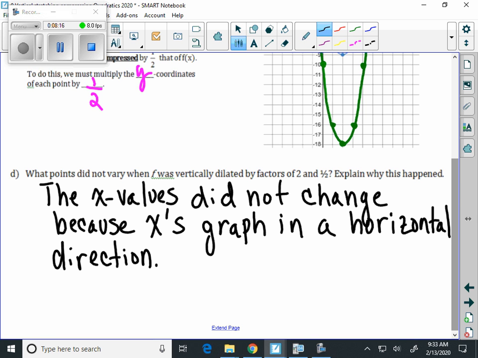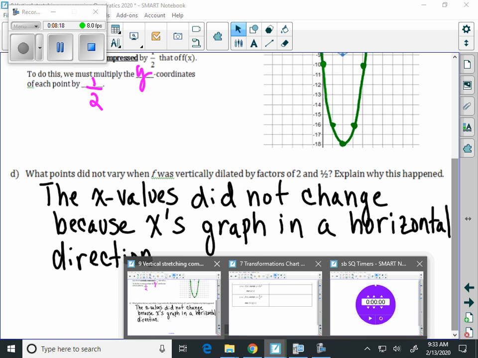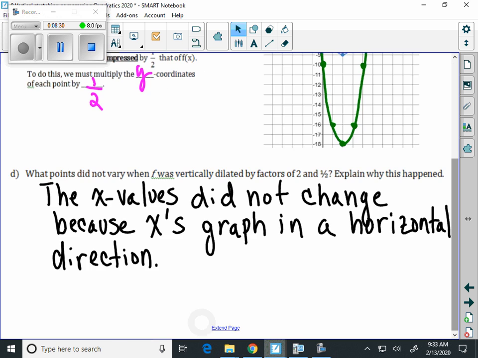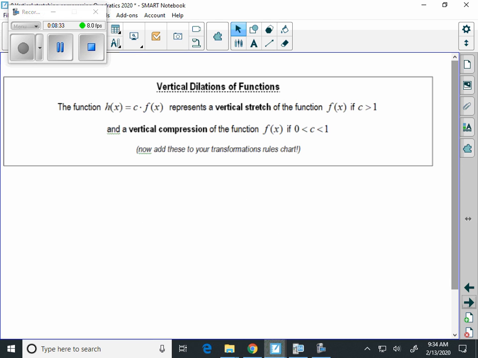Now, if we flip over to our chart, we've got the last two to fill in. And here's what happens. And actually, I should fill it in on our regular notes before we fill it in on our chart. But if I go back here, it tells us what we need to fill in on our chart. It says the function h of x equals c times f of x represents a vertical stretch of the function if c is greater than 1.